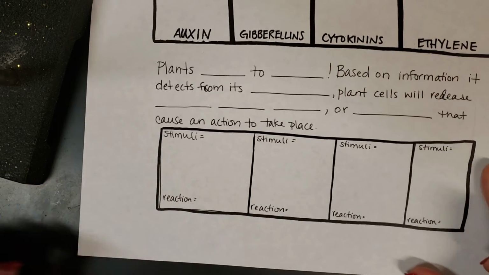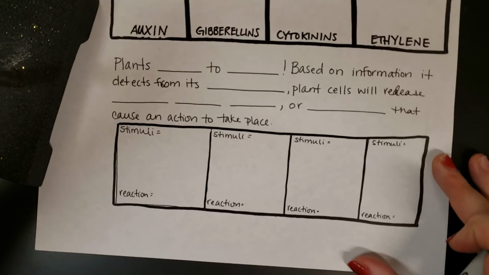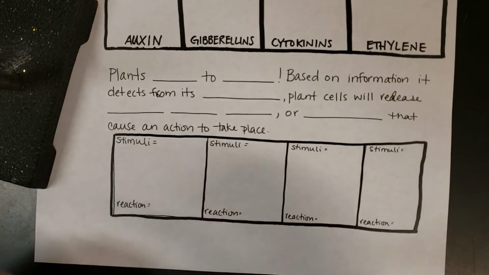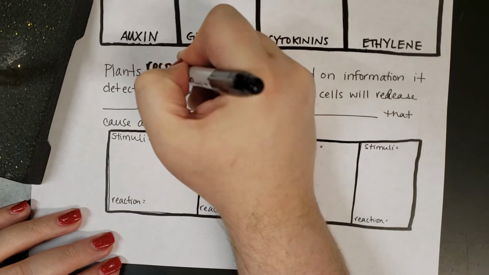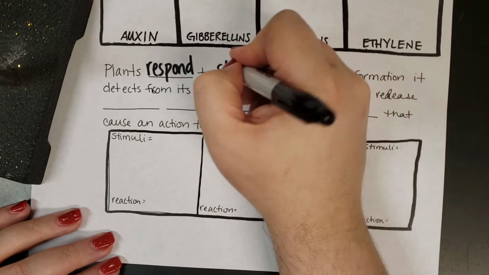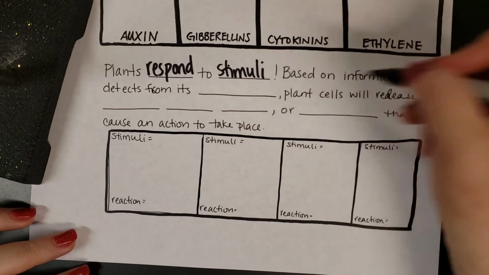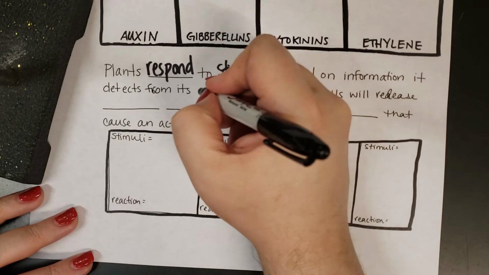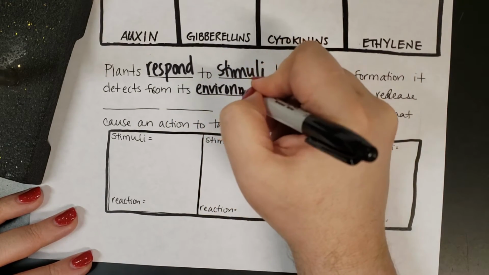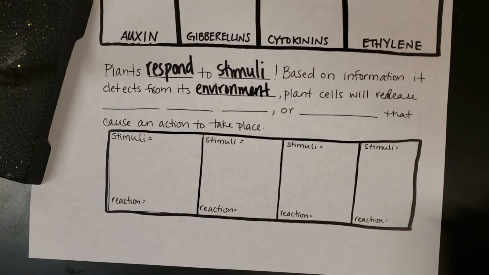All right. So the next part, you should have that written in all of the boxes. We're going to fill in this. All right. So plants actually respond to stimuli, just like a person. Like if you touch something that's hot and you're like, ah, that was hot. Plants can do that too, just in a different way, right? So this is based on information that it detects from its environment. Plants know what's going on. They're not just sitting there unaware. They know what's happening, all right?